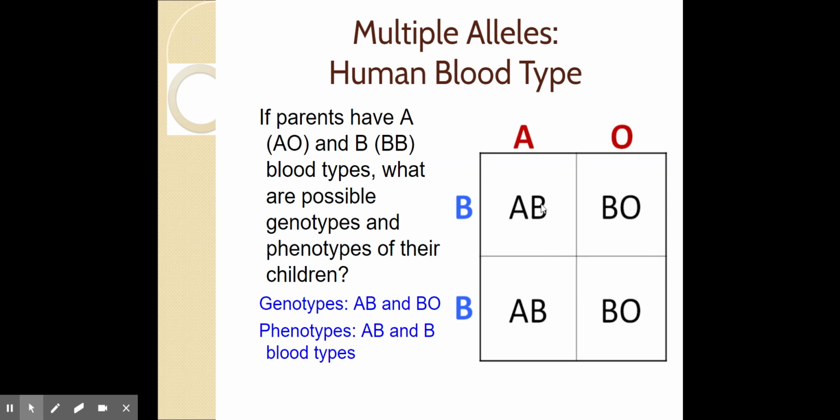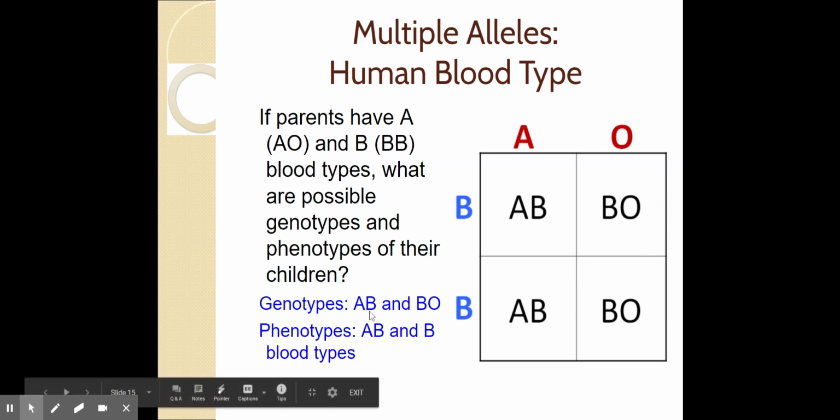So we wind up with the possibility of an AB blood type and a B blood type, because remember, O is recessive. So the genotype is BO, but the O is recessive, so B takes over. So the phenotypes are AB for the AB genotype and B for the BO genotype.